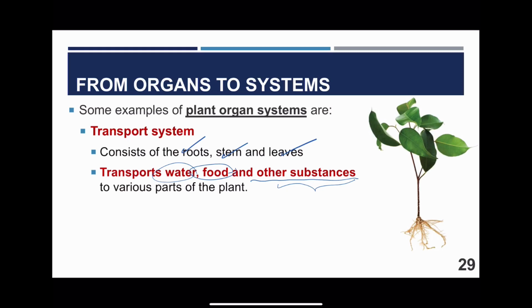Some examples of other substances could be mineral salts, because plants need certain mineral salts from the soil to grow better. That's why you have sometimes heard of this word called fertilizer. Fertilizer is added to supply mineral salts so that the plants can grow better.